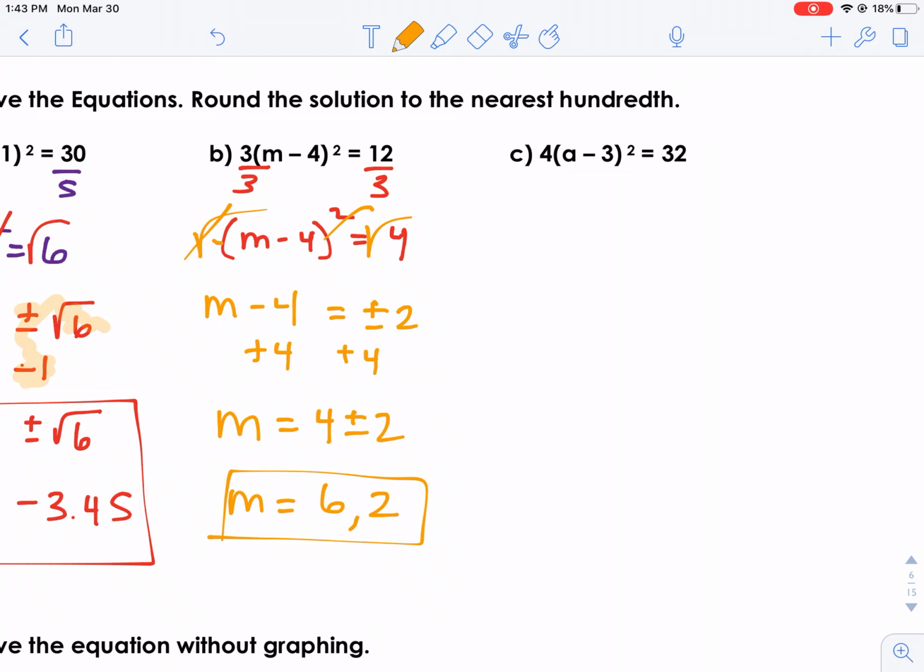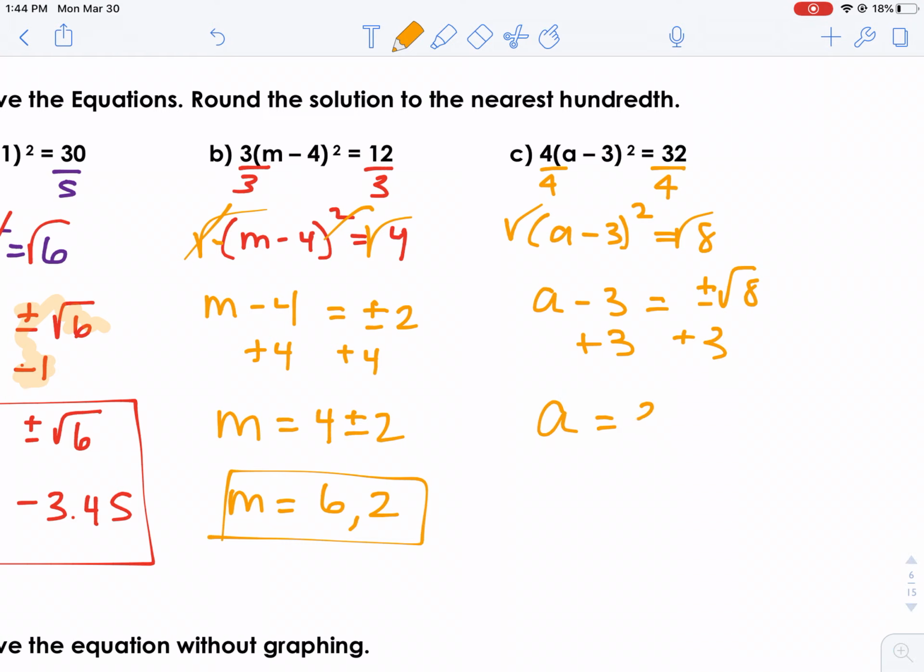All right, for C, we're going to again start by dividing both sides by 4. So we isolate that value that's being squared. That gives us a minus 3 squared equals 8. We need to take the square root of both sides. So that leaves us with just a minus 3 on the left-hand side, plus or minus root 8 on the right-hand side. We want to isolate the a, so we need to add 3 to both sides. So we would have 3 plus or minus root 8.